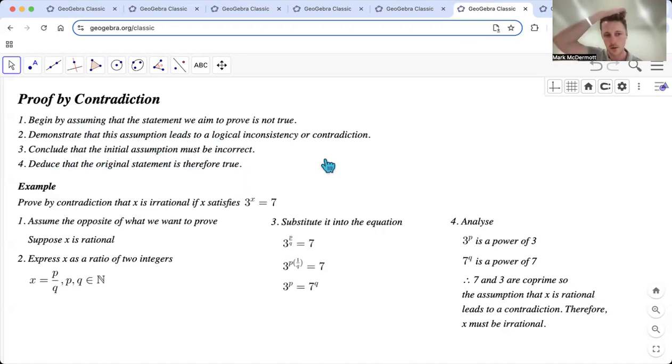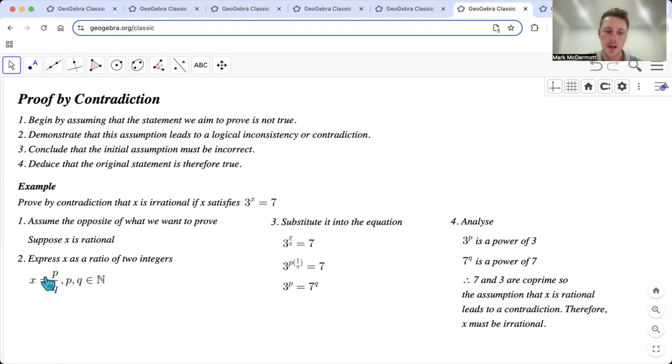Here's a classic example of a proof by contradiction. Prove by contradiction that x is irrational if x satisfies 3 to the x equals 7. Firstly, assume the opposite of what we want to prove. The statement we aim to prove is not true. So suppose x is rational. That's doing the first step. Express x as a ratio of 2 integers. Remember, rational means it can be expressed as a ratio of 2 integers. So we get x equals p on q, where p and q are natural numbers.